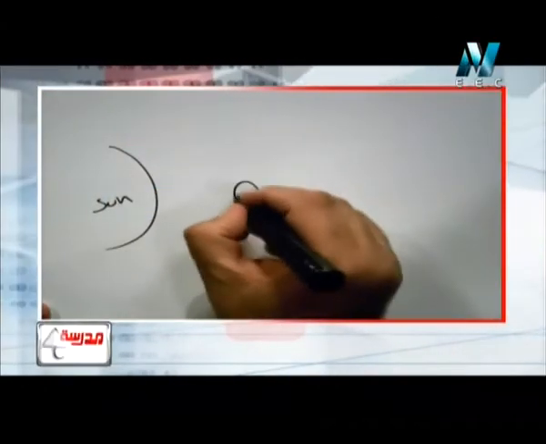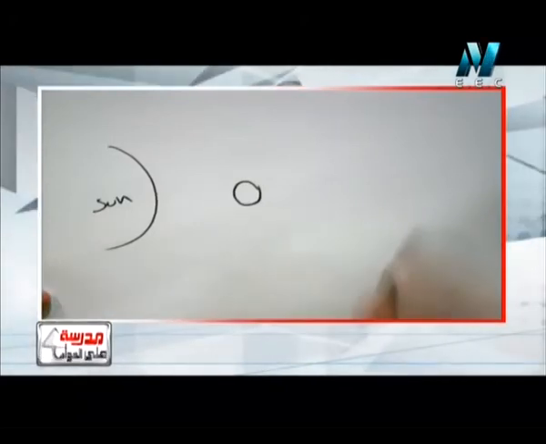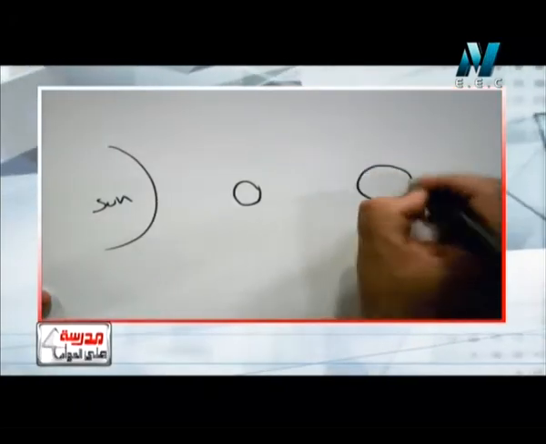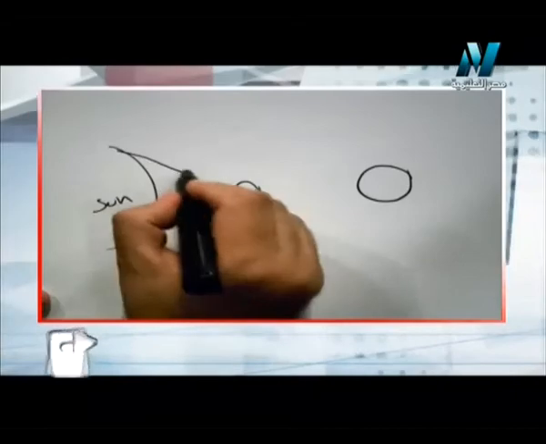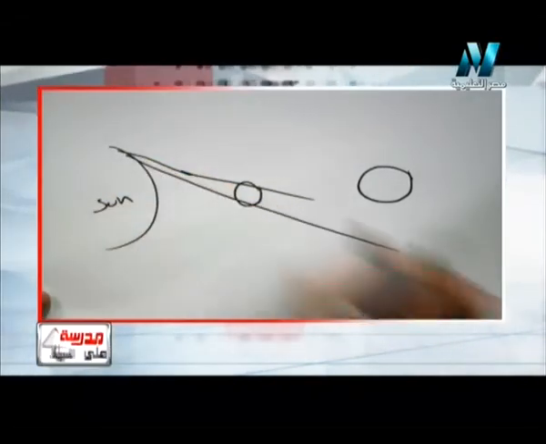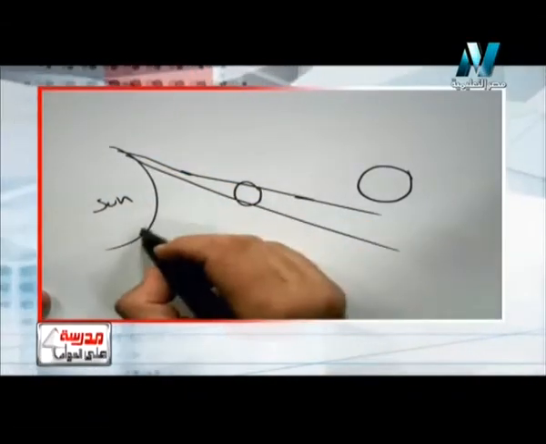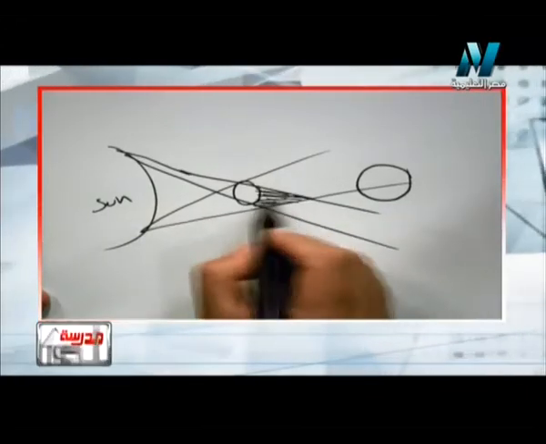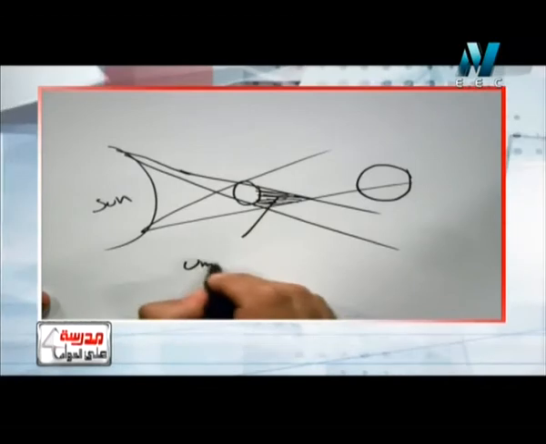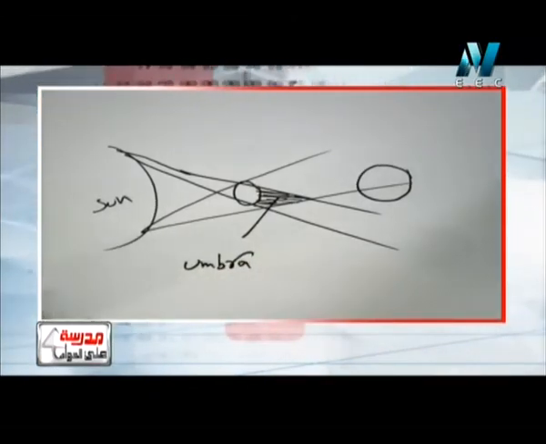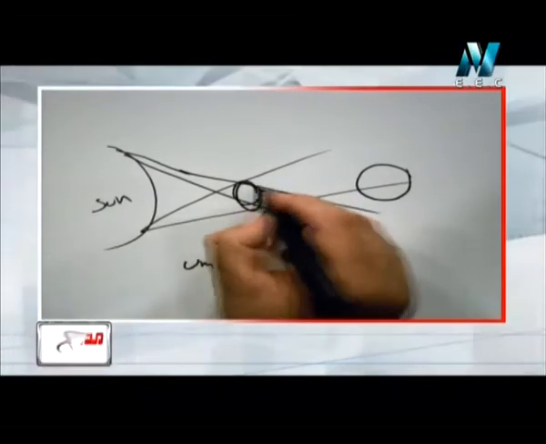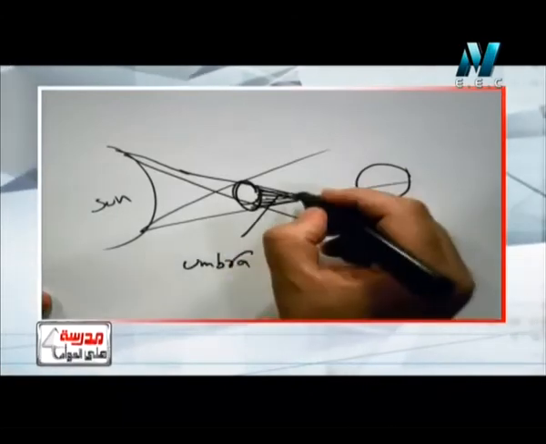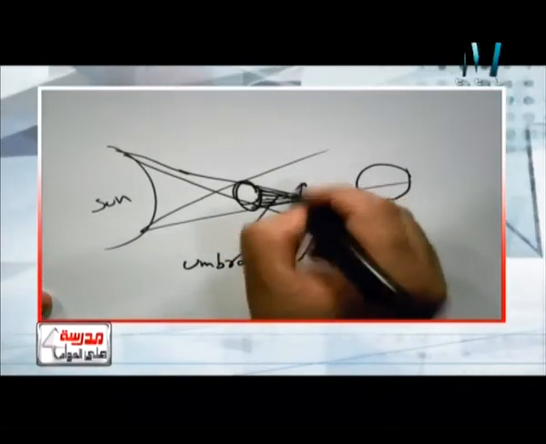Here I have the sun, and here I have the moon nearer to the sun in this case, and I have the earth farther. We know that the sun rays travel in a straight line as we have studied. Here I have the area of umbra, the umbral cone, which really looks like a cone. Here I have the two areas of penumbra.